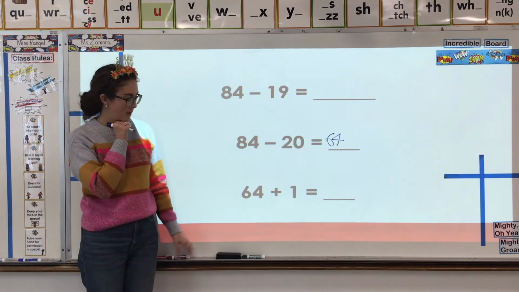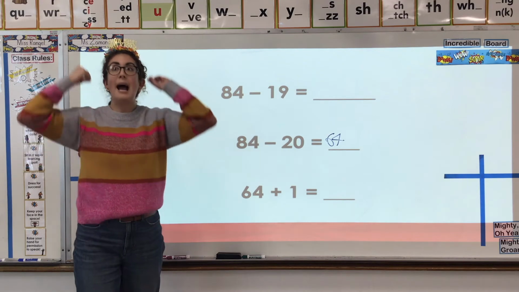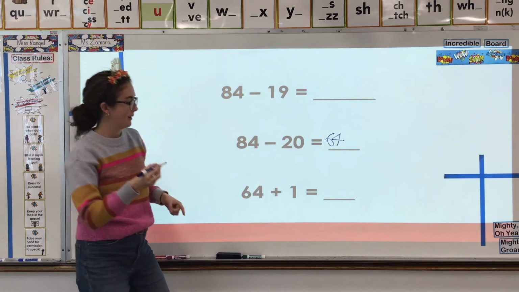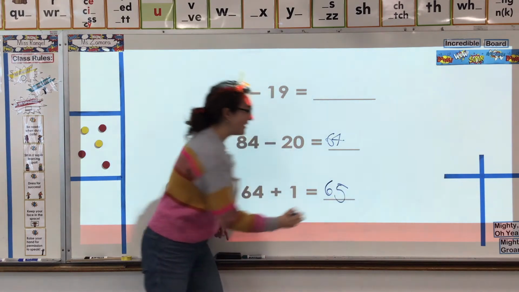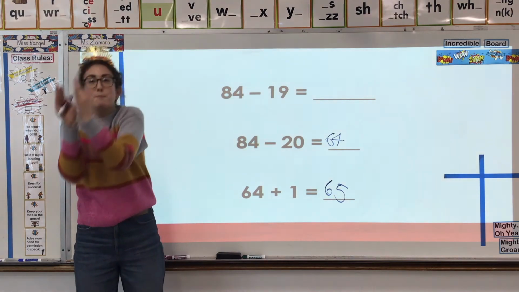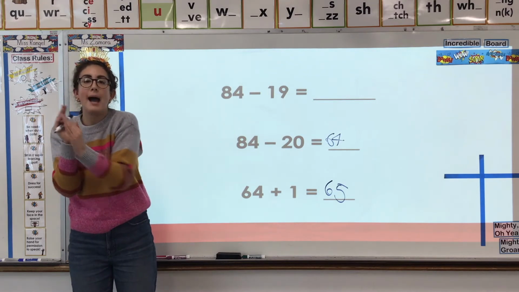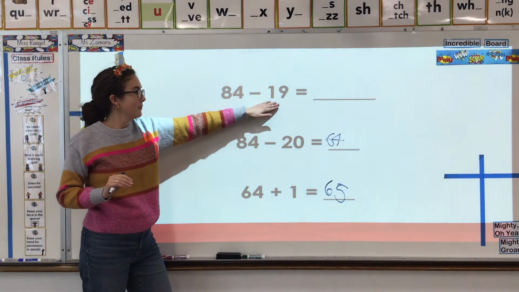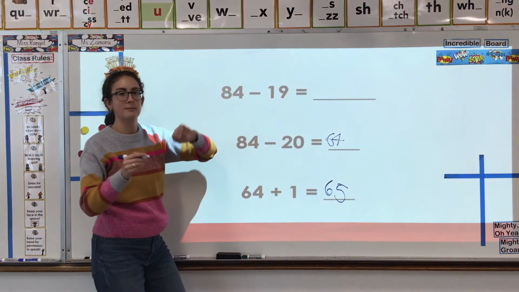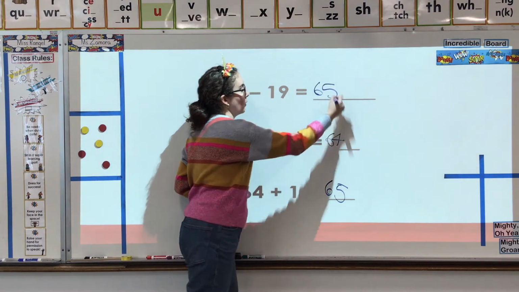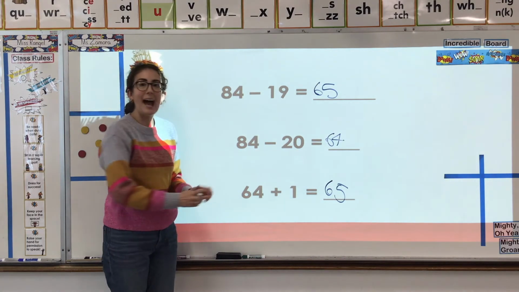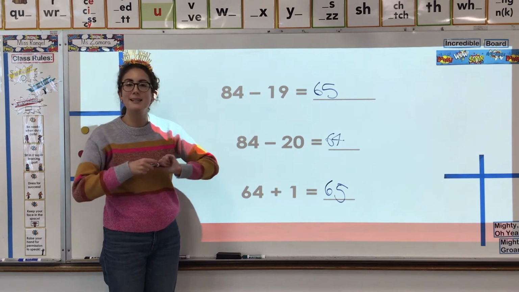So what would this be? 64, but we're adding back. We're going to get 65. Exactly. We subtracted 20. We went too far. So we had to backtrack and add something back to just get 19. So 84 minus 19 equals 65, of course. What we just found out by taking away the tens and then adding 1 back to just subtract 19.